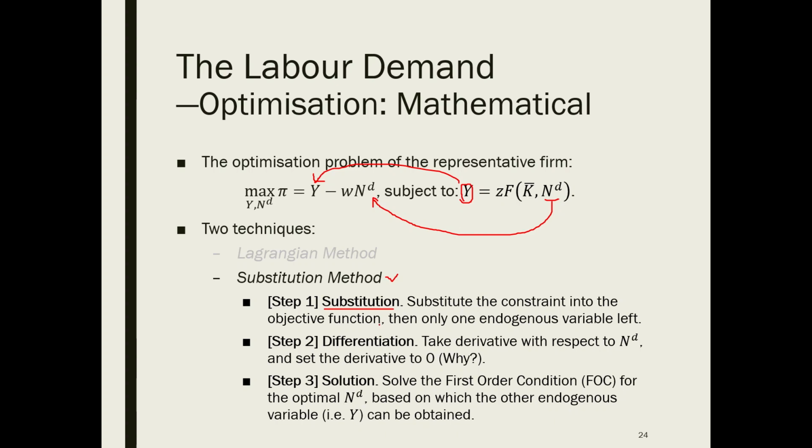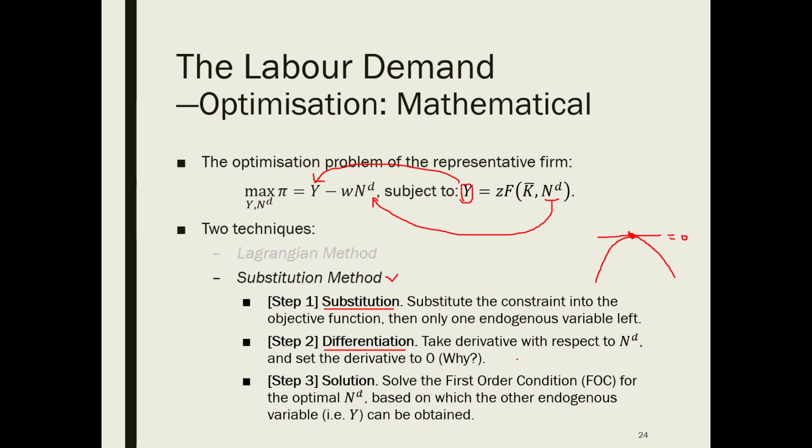The second step is differentiation. After substitution, we only have one endogenous variable left, that is labor demand, N. Apply the univariate chain rule, and we will have the marginal condition for the firm: marginal product of labor equals wage. That is the firm's part of the intratemporal condition because this decision only affects variables within one period.